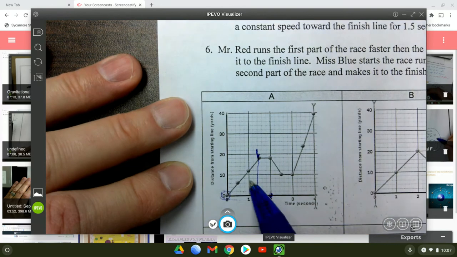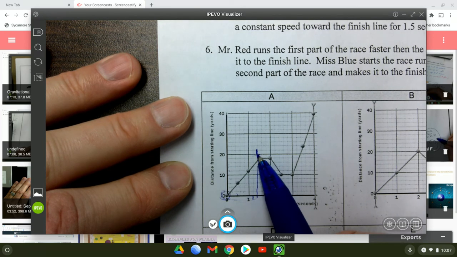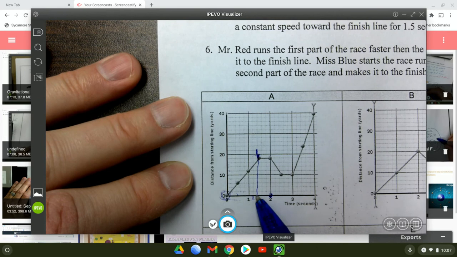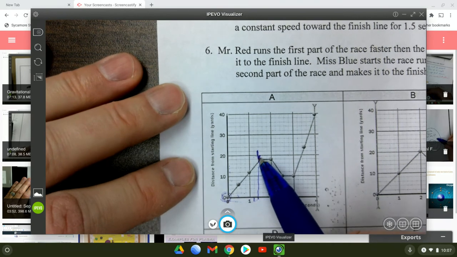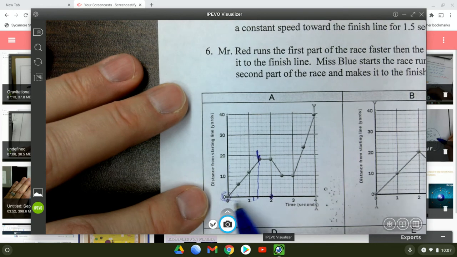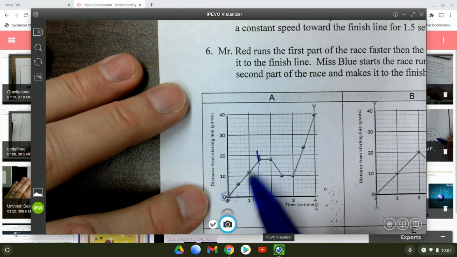So then you could look at the distance. Start here with 10, 12, 14, 16, 18 yards. So at 1.4 seconds, the person has traveled 18 yards. And look, they're traveling away, 18 yards away from the point of origin, and time moves on. So they're going away, the slope is going up.